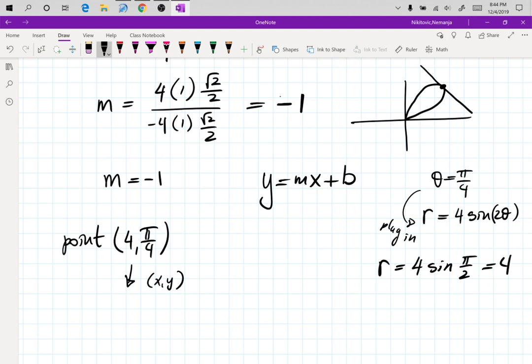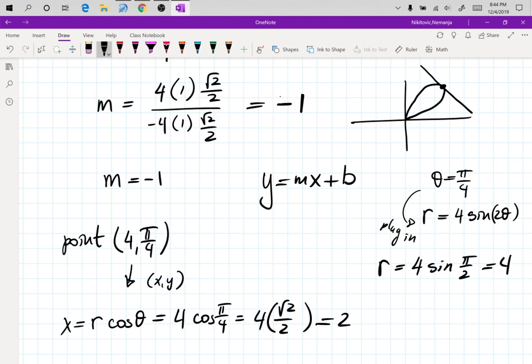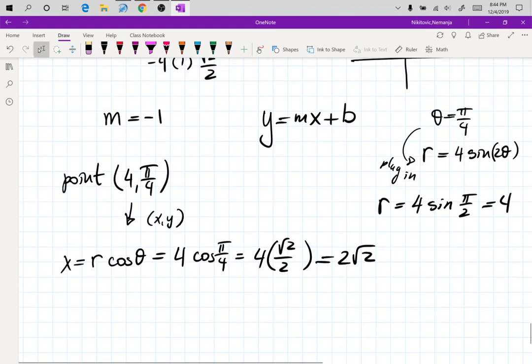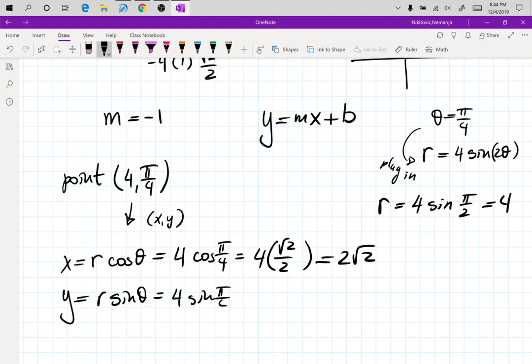So what do I have? X is equal to r cosine theta, which is 4 cosine pi over 4, which is 4 times root 2 over 2, which is 2 root 2. Y is r sine theta, which is 4 sine pi over 4, is the same.